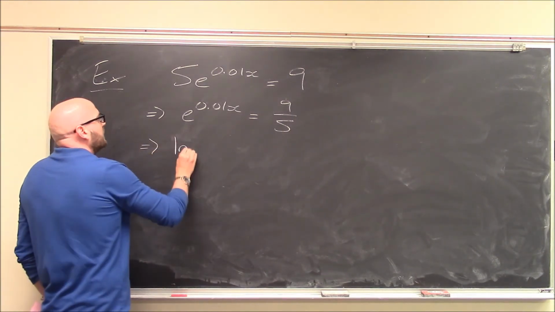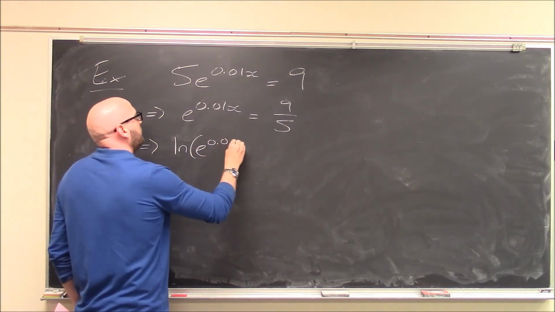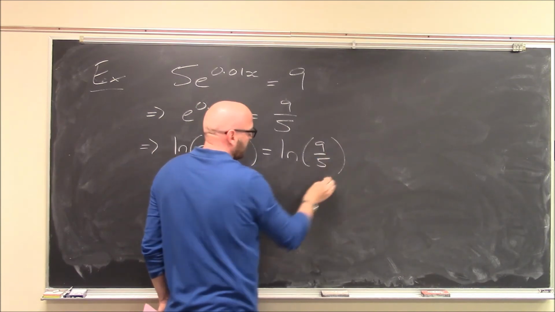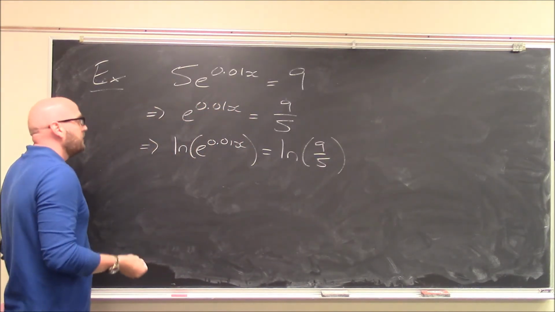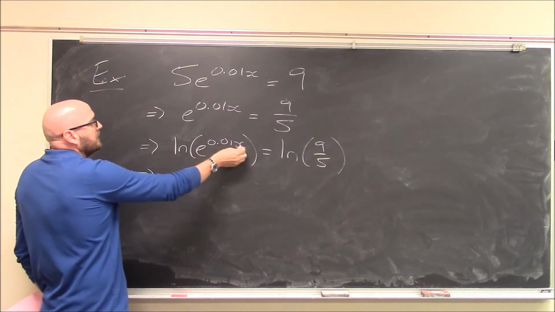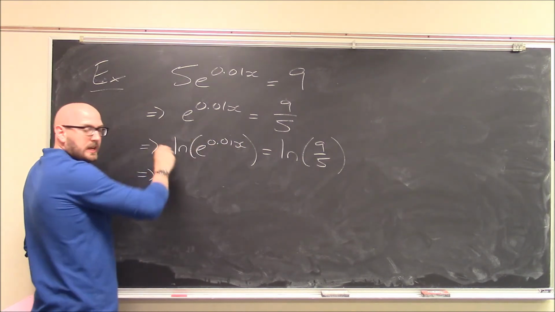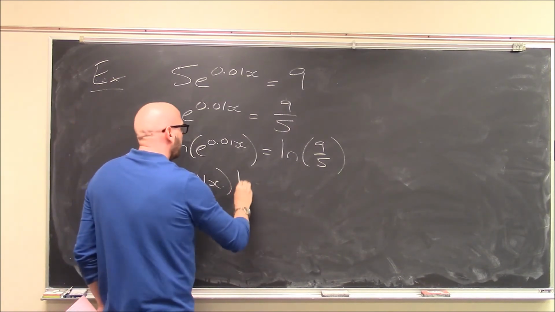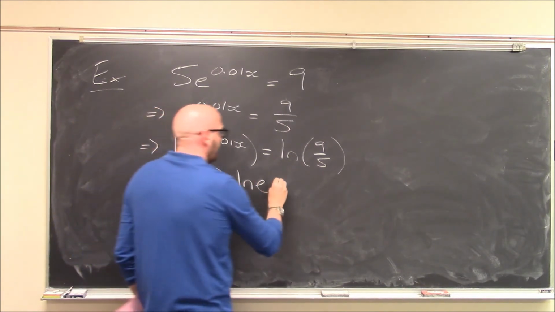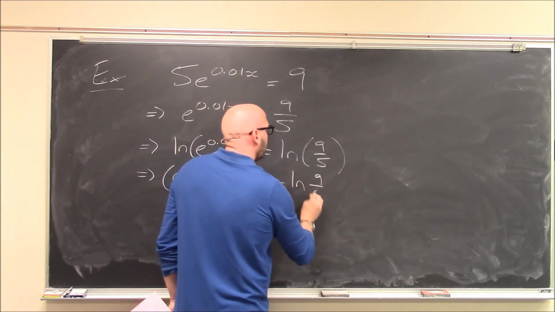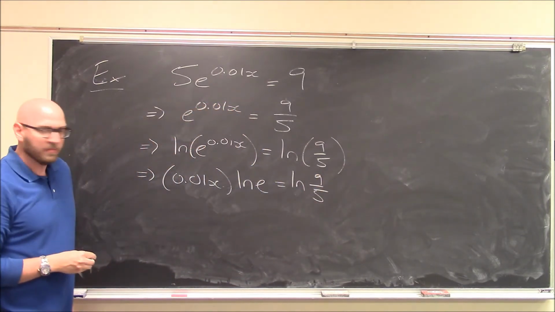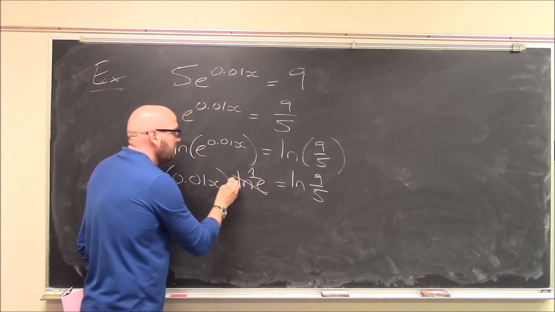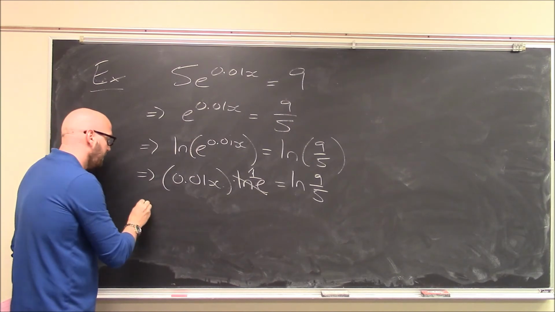So now we'll take natural log of both sides. And again, this is why this is so powerful, because now using this property, I can get this x out of the exponent, right? This becomes 0.01x times ln of just e equals ln of 9/5. Well, remember, what is ln of e? ln of e is just 1, right? So that's really just multiplied by 1. I don't even need to write it anymore.